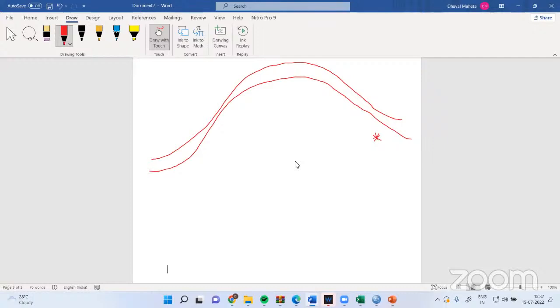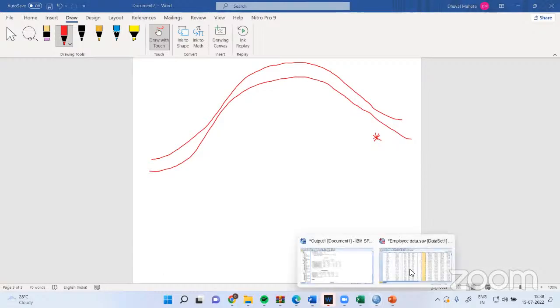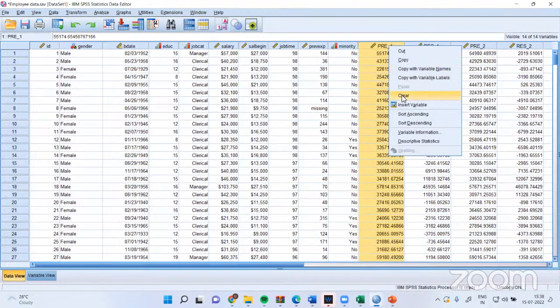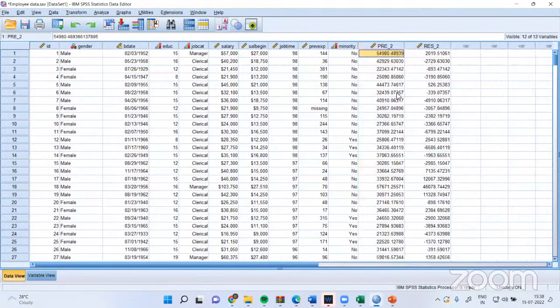So this is all about regression analysis. Now, again, go back to the data view. All of you go back to the data view and remove the predicted one and residual one, because they were with the minority variable. Please remove it, all of you. Keep predicted 2 and residual 2 only. Okay, are you with me on the same page, all of you? Sir, sorry, again repeat, please. Remove predicted 1 and residual 1. Only keep predicted 2 and residual 2.